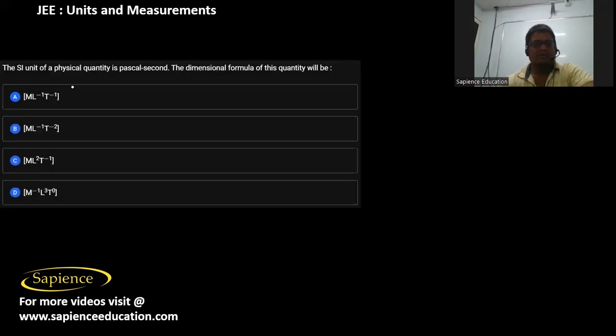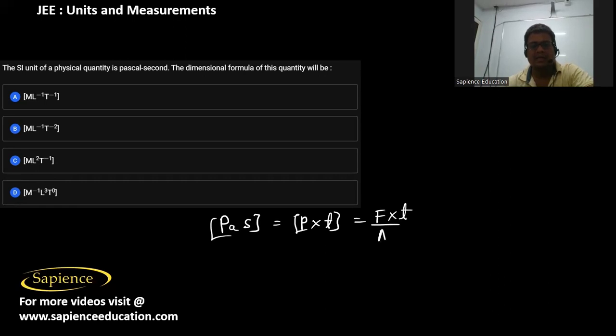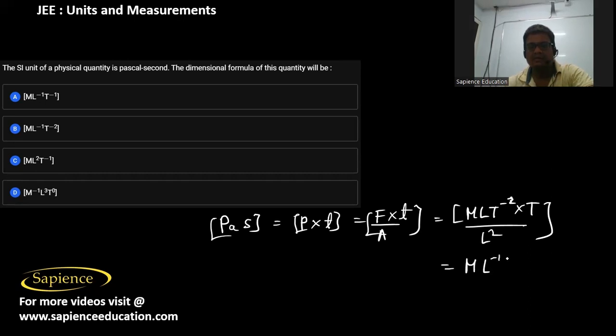It is told the SI unit of a physical quantity is Pascal second. The dimensional formula of this quantity will be. So Pascal second means pressure into time, which means force into time by area. It means its dimensional formula will be M L T power minus 2 into T divided by area, which is L square. So this will be M L power minus 1 T power minus 1. So option A is the correct answer.